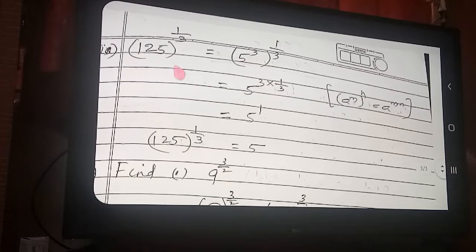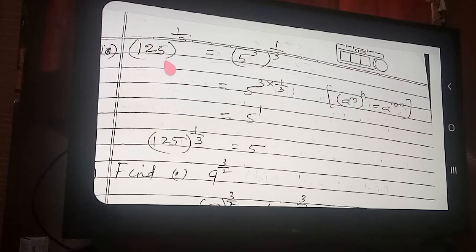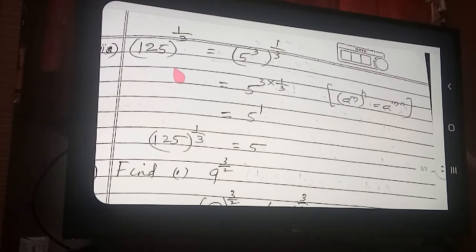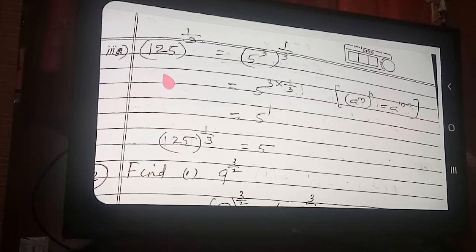Go to the next sum. Next sum means this is the third sum. Third sum: 125 the whole raised to 1 by 3. This is also to be thought of the same way.